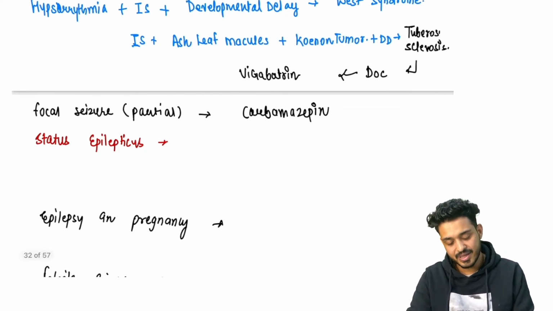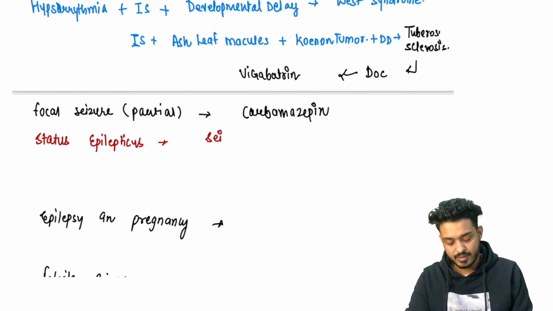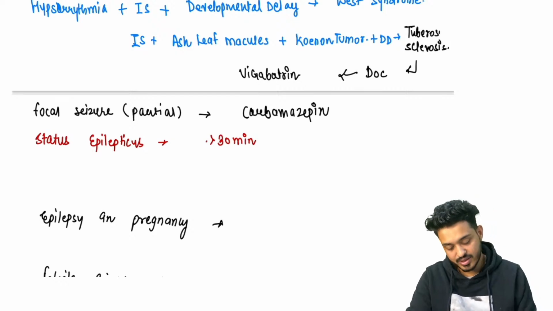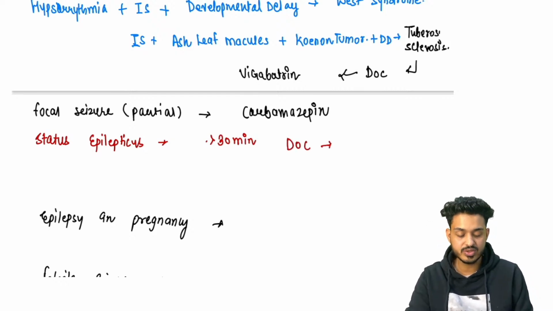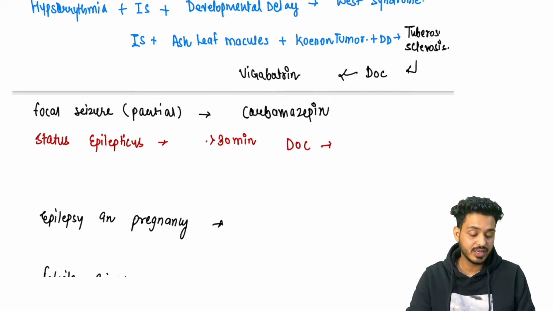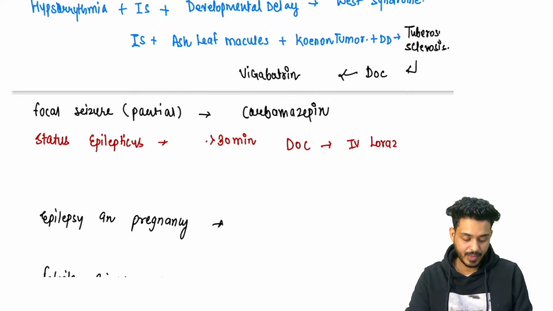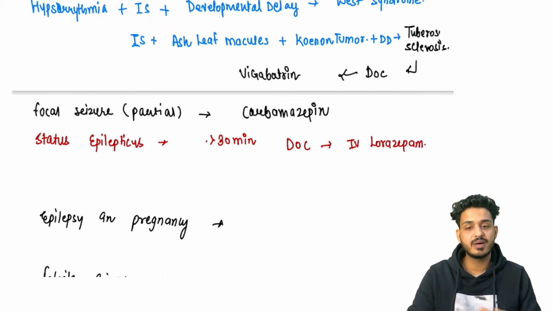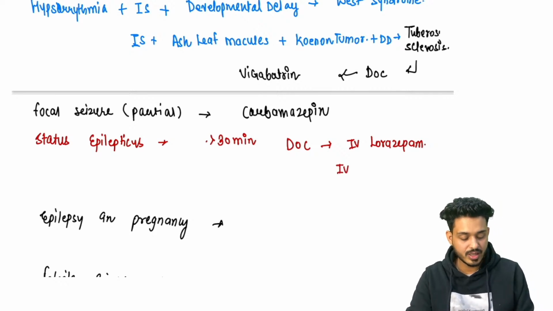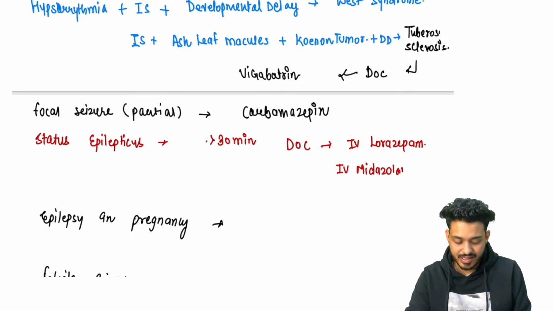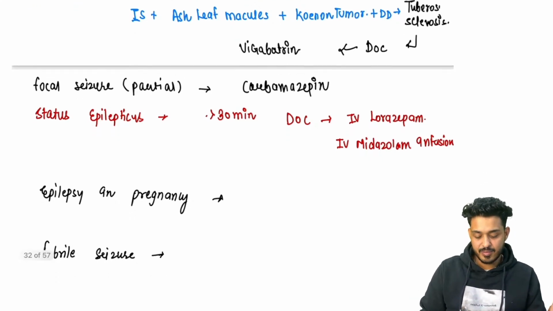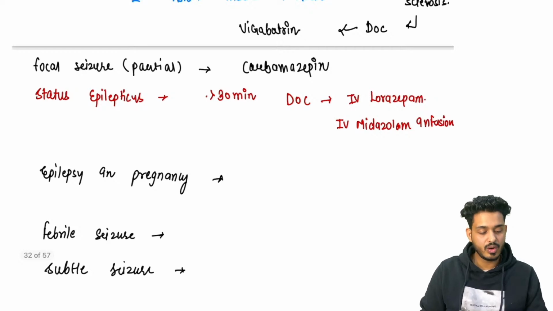And for status epilepticus, the drug of choice will be here. What is status epilepticus? Here you will be having seizure for more than 30 minutes. If the seizure remains for more than 30 minutes, and they ask you what drug of choice you would like to give in this particular case, what will you give? First you will be using IV lorazepam, a single injection. If it is not going to be effective, what will you do? You can use IV midazolam. Start a midazolam infusion. Okay, yes, carbamazepine, or we can also use oxcarbazepine, right?